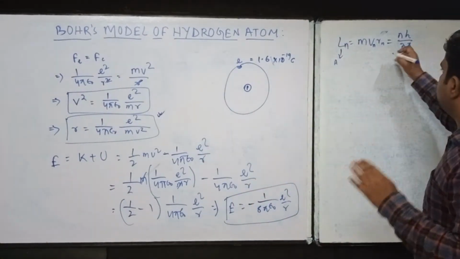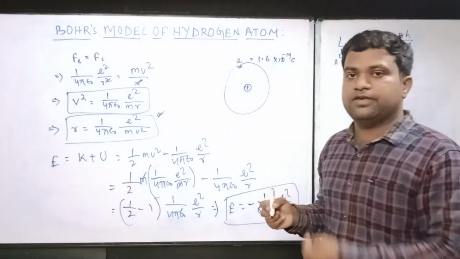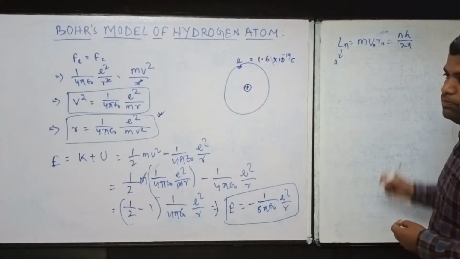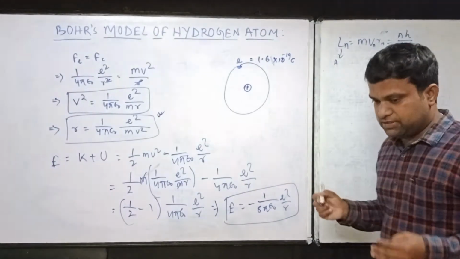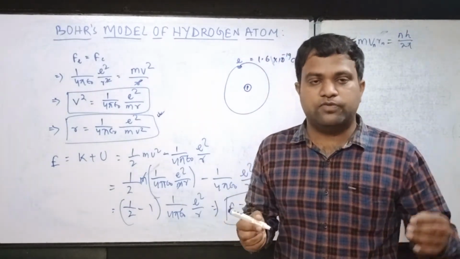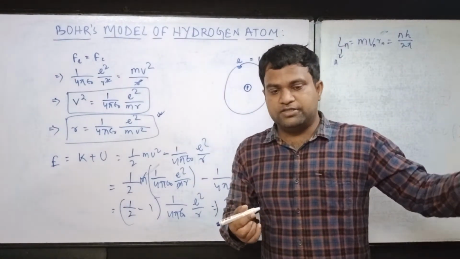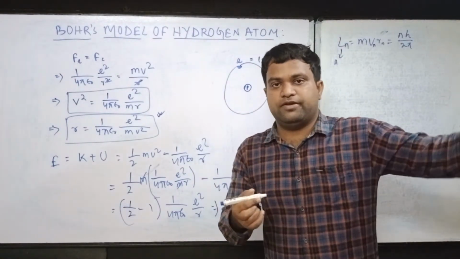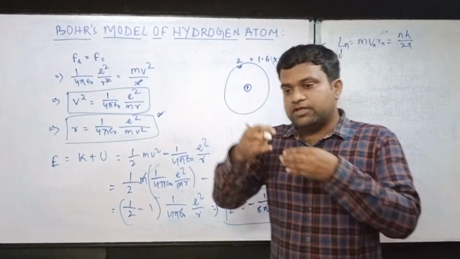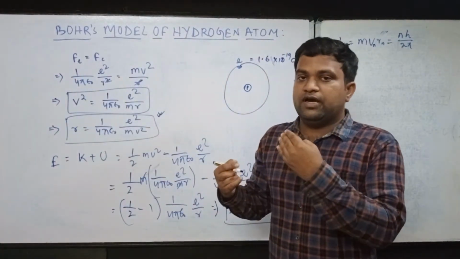So only those angular momentums are allowed for the electron to revolve, whose value is nh by 2 pi, and this will be discrete in nature. The energy will be discrete in nature, right? For n equal to 1 we get a certain energy, n equal to 2 will give another energy. So we basically get energy levels, and we'll calculate and you will see that the energy level gradually increases, right?